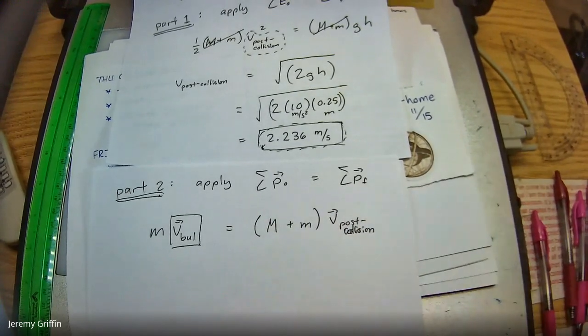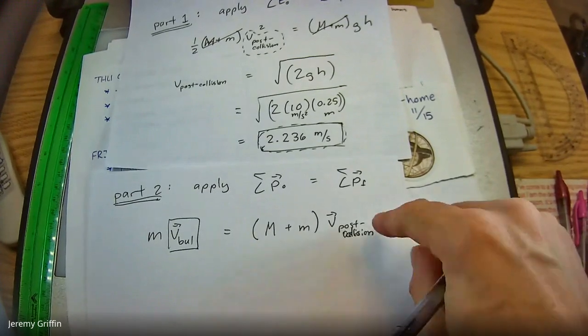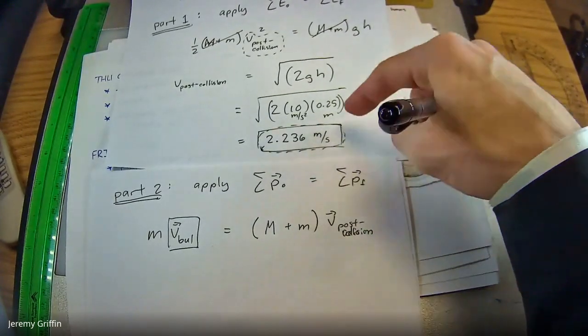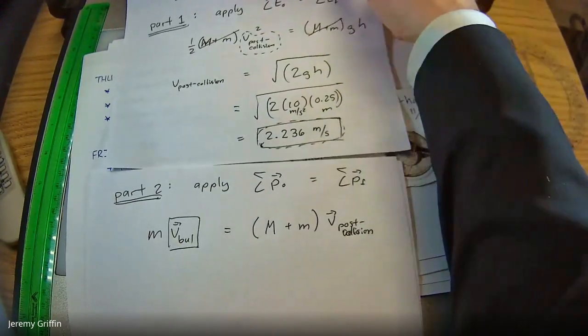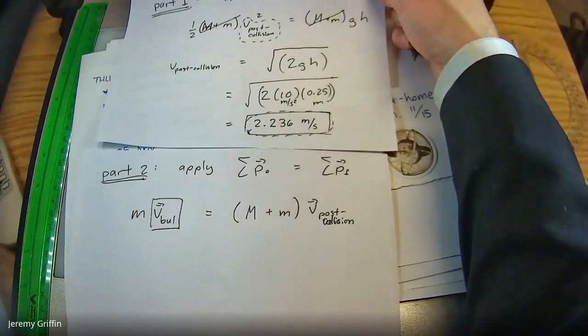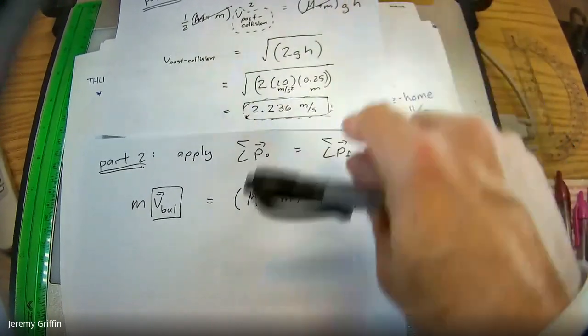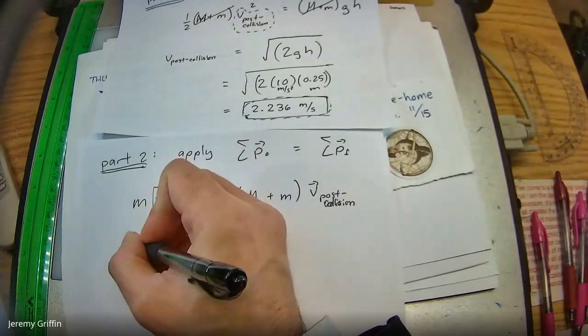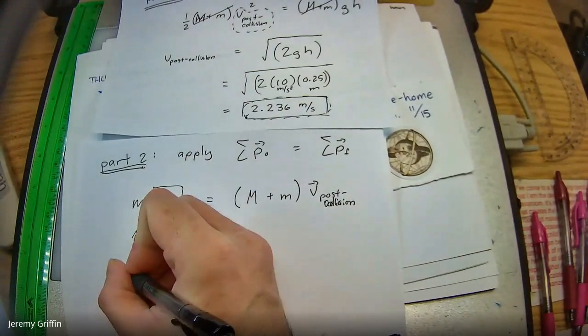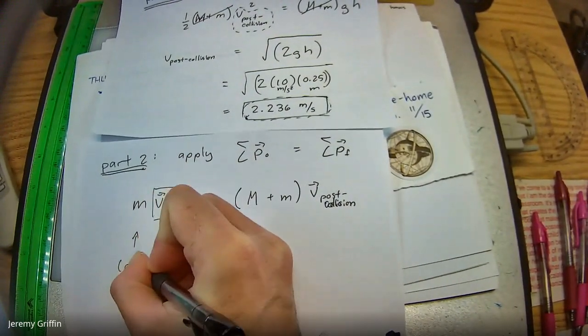Right? Sure. And post-collision velocity, we just figured that out. That's just this right here. We did all that conservation of energy stuff like with the swinging pendulum to figure that out. So let's plug in those numbers. I said the mass of the bullet was 0.1 kilogram.